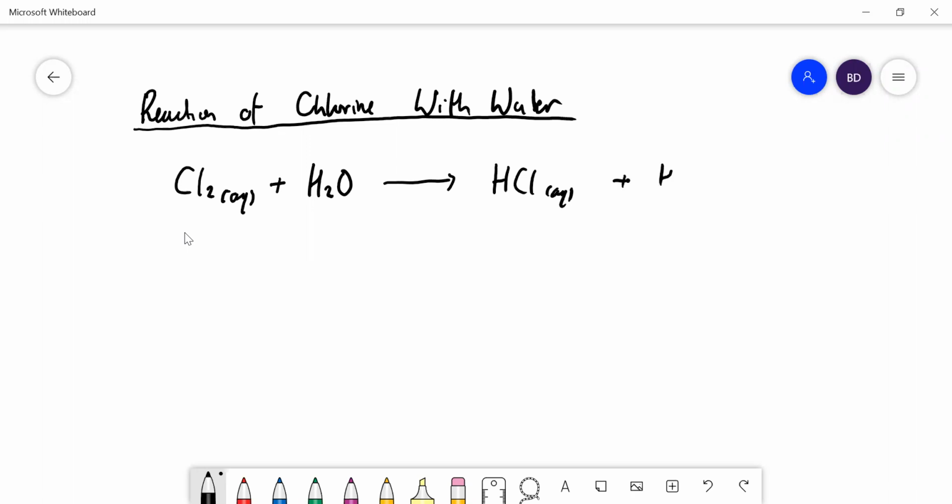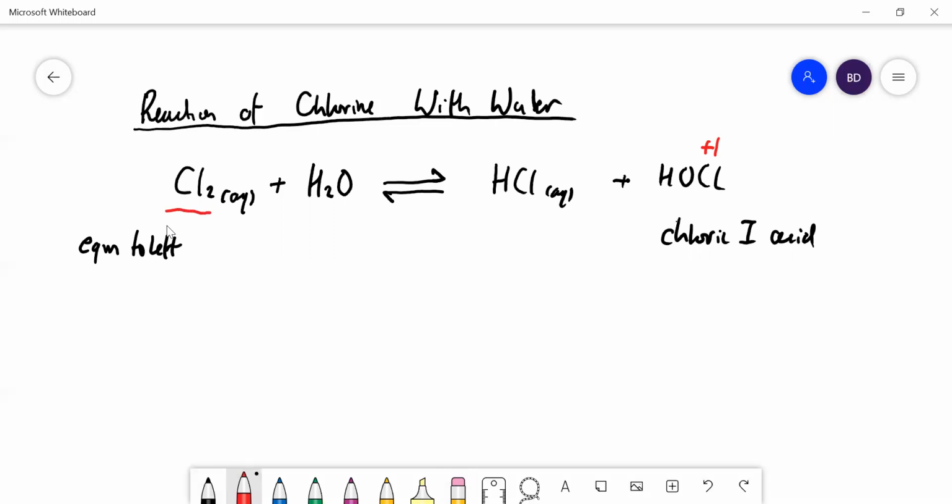and this substance, HOCl, which is called chloric(I) acid. The (I) Roman numeral refers to the oxidation state of the chlorine there, which you work out, it's got an oxidation number of +1. Now, really, I should put this down as an equilibrium reaction. It's an equilibrium reaction, and the equilibrium actually lies to the left. So that means most of the chlorine just remains unreacted as diatomic chlorine dissolved in the water, and a small proportion of it reacts to form this hydrochloric acid and HOCl.